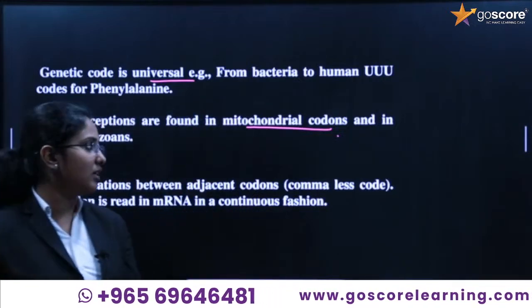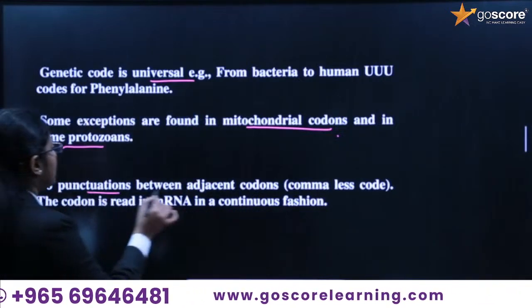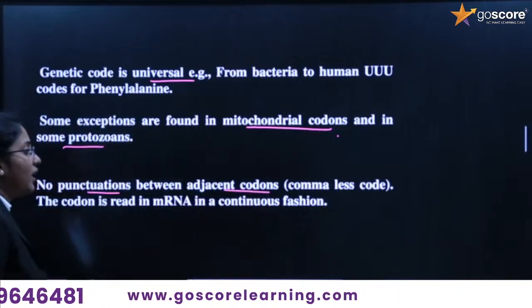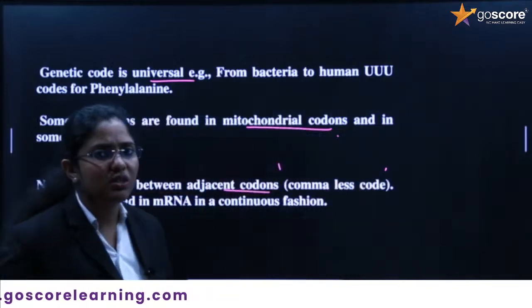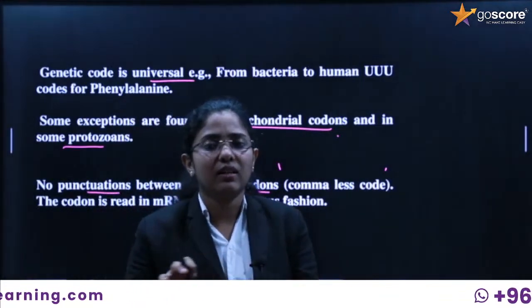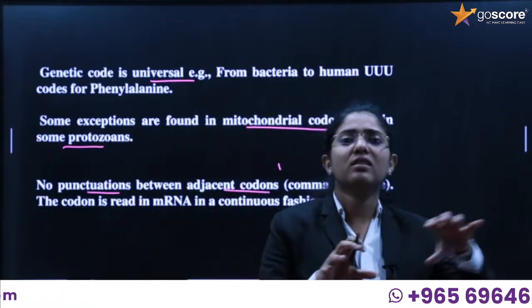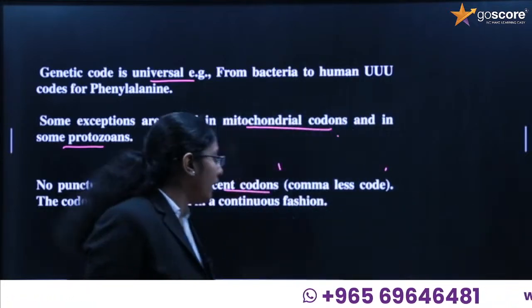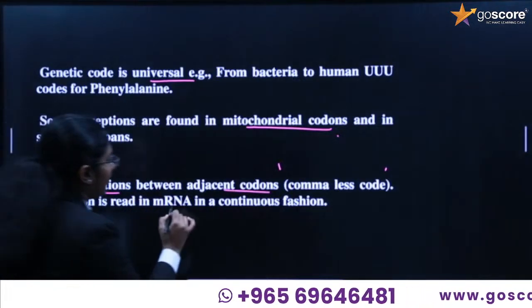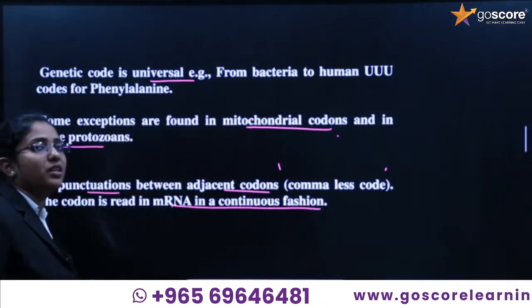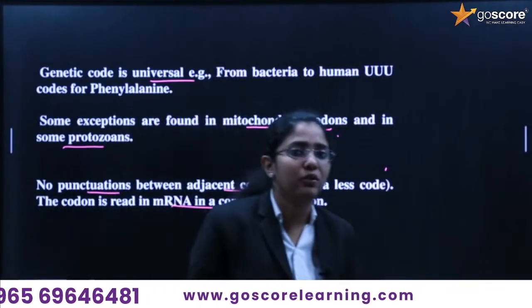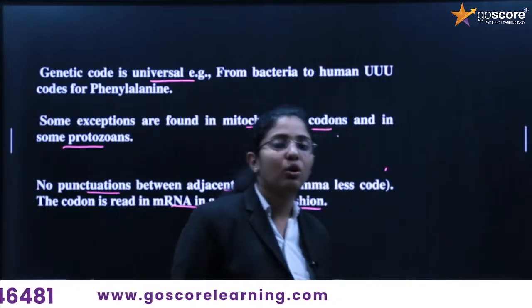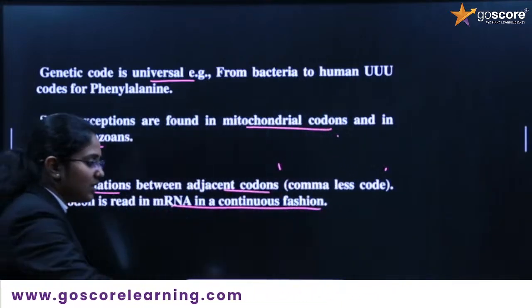There are some differences. Then, there are no punctuations between adjacent codons, so we call it a commaless code. There is no comma in between. The next codon just moves on. The codon is read in mRNA in a continuous fashion, meaning there is no stoppage in between. There is no hyphen, no slash, no comma. It is read in a continuous fashion.